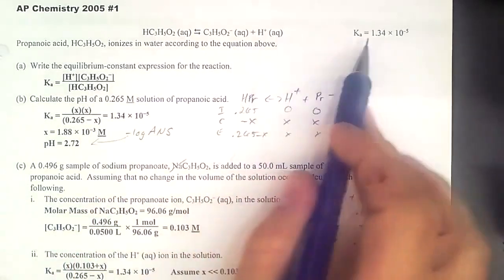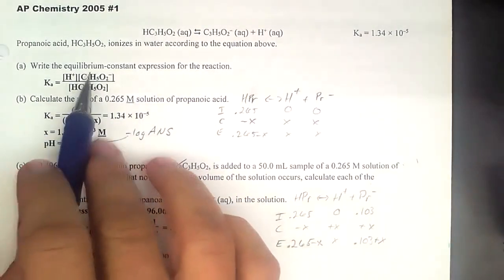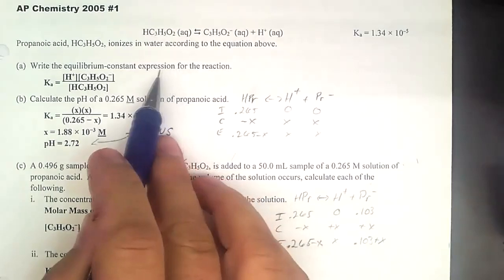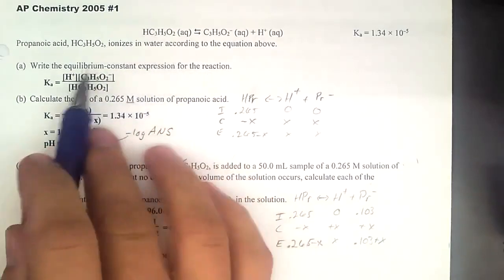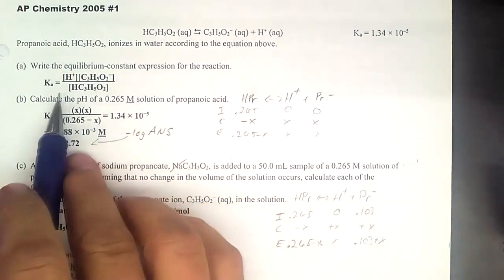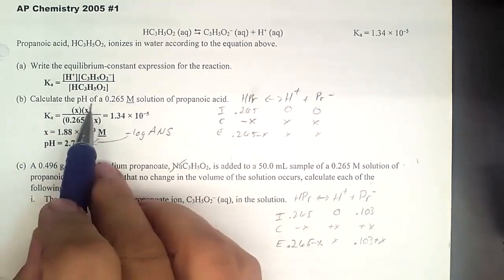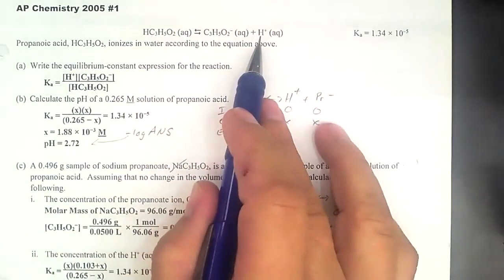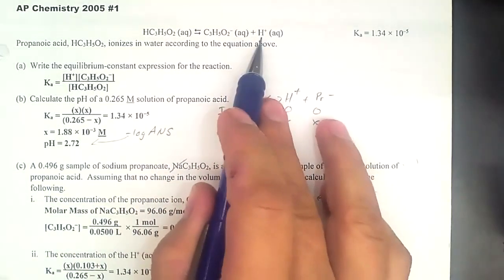Given this equation and a Ka value, write the equilibrium expression for the reaction, just products over reactants to the power of the number in front. That is supposed to be a total layup. Calculate the pH. What we're going to need is the H plus molarity, so we've got to find this first.